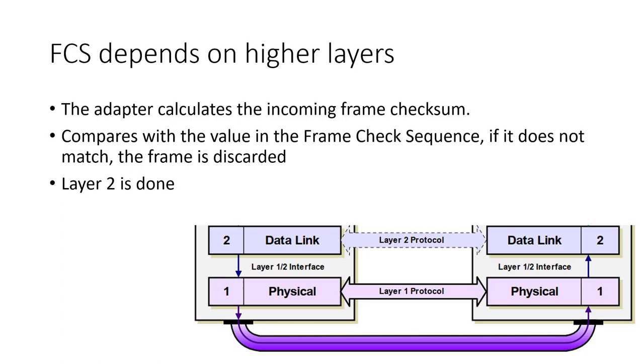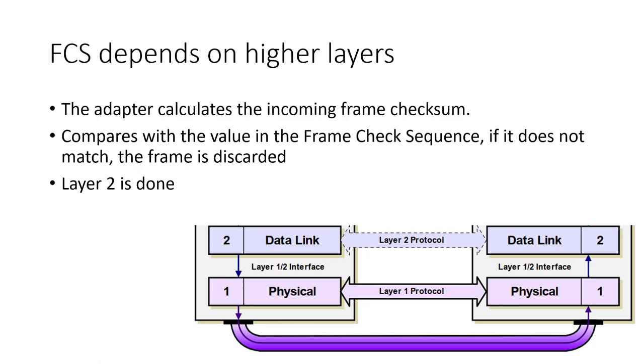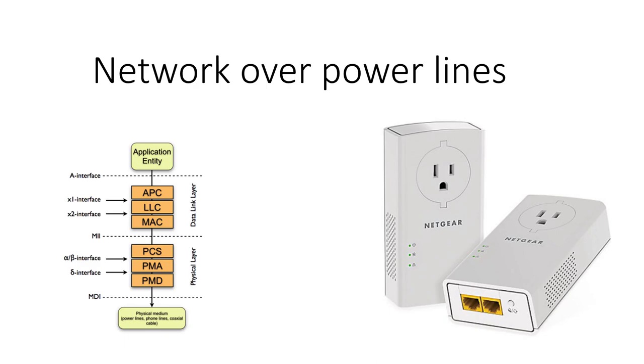The adapter calculates the incoming frame checksum and compares it with the value in the frame check sequence. If they don't match, the frame is simply discarded. Layer 2 is done. It's not going to fix the problem. Some layer 2 techniques in error detection not only detect an error, but they request a retransmission. HomePlug is a popular way of transmitting network over power lines, and it uses a protocol that uses this technique: automatic repeat request, ARQ.